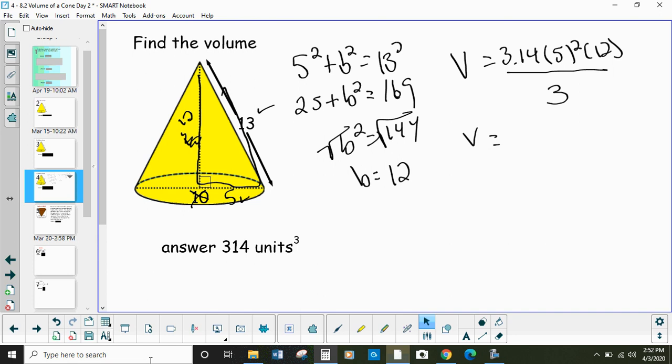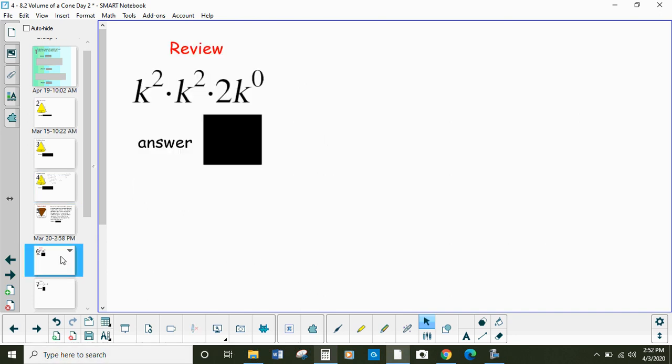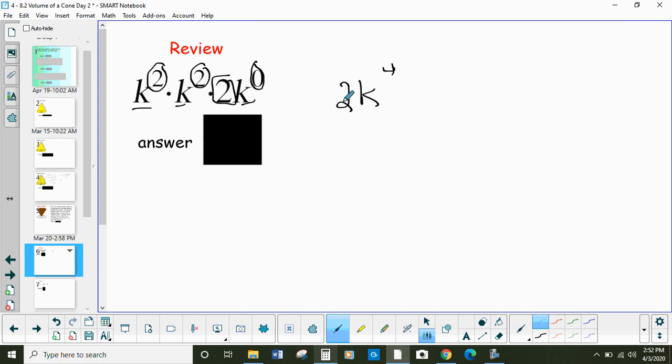All right, let's go down to our first review problem. Pause the video now, try this problem. So remember, we're multiplying powers with the same base, so we copy the base and add the exponents. 2 plus 2 is 4, plus 0 is still 4, so I got k to the 4th. But now look at your coefficients, right? You have to multiply your coefficients. 2 times 1 is just 2. The answer to this problem is 2k to the 4th.